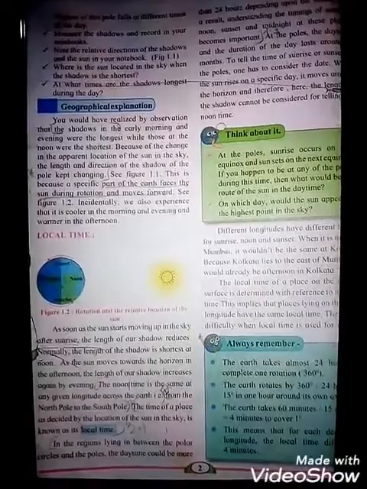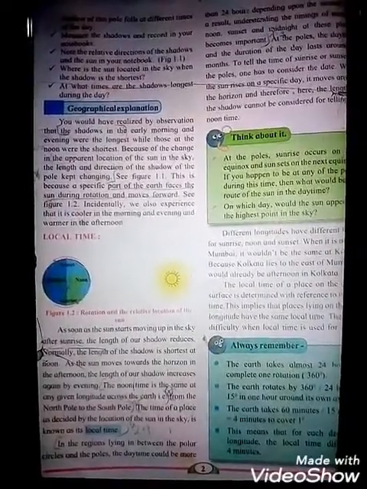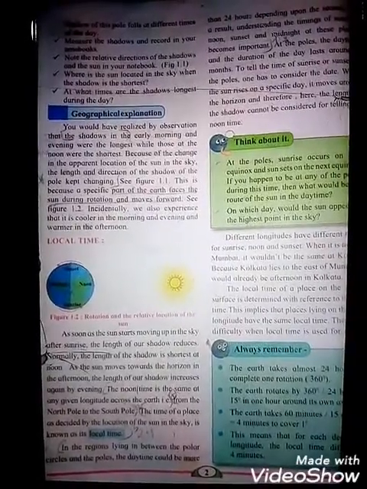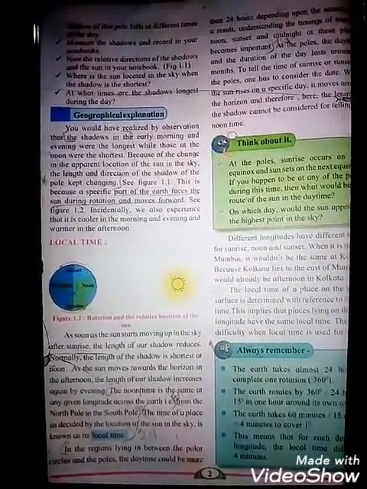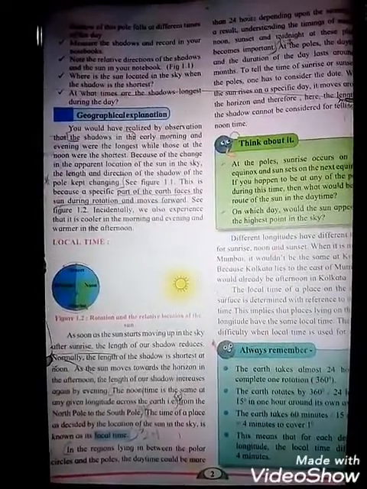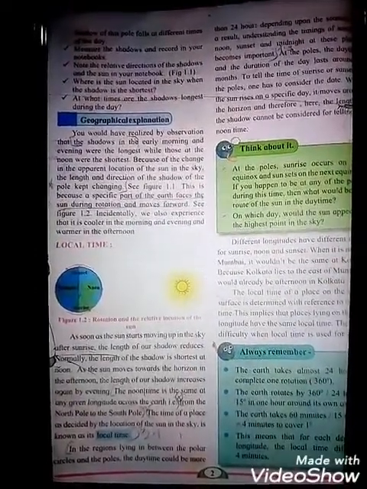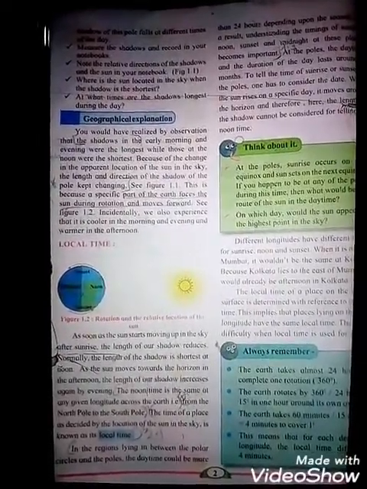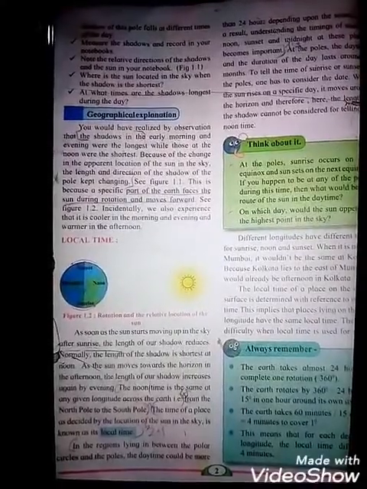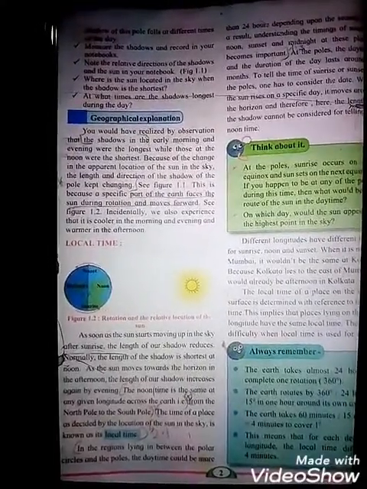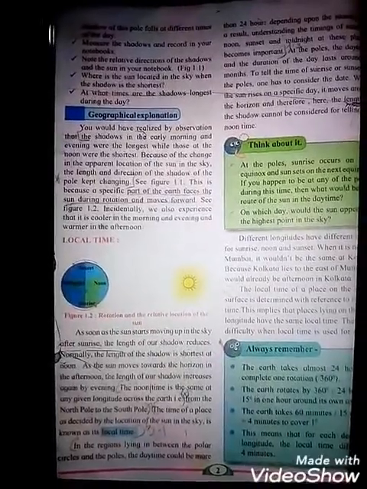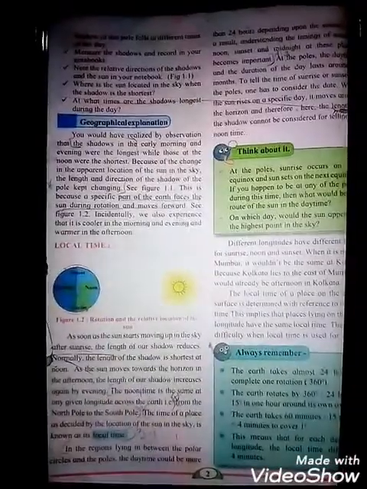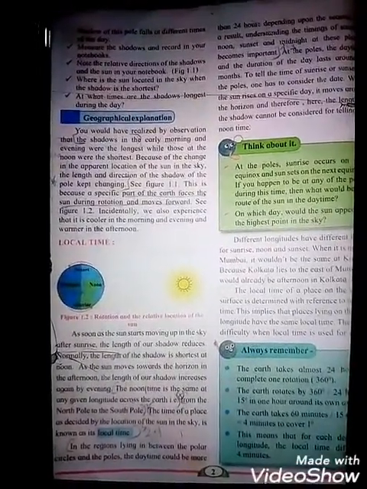Same way, see the local time, figure 1.2, rotation and the relative location of the sun. See that the part of the earth getting light from the sun has daytime, brightness. The part of the earth not getting light from the sun has darkness. At midnight, half the part is darkness and half is brightness. Because the earth does not have its own light, the earth is a planet, it gets light because of the sun.